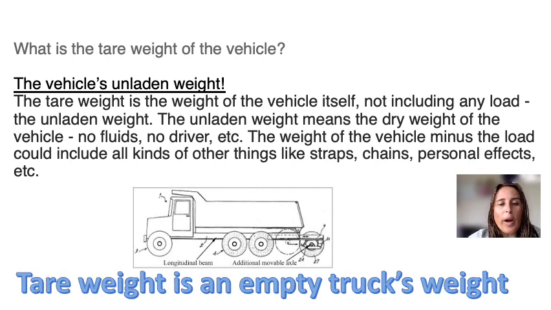What is the tare weight of the vehicle? The vehicle's unladen weight. The tare weight is the weight of the vehicle itself, not including any load, the unladen weight. So the unladen weight means the dry weight of the vehicle, no fluids, no driver, etc. The weight of the vehicle minus the load could include all kinds of other things like straps, chains, personal effects, etc.